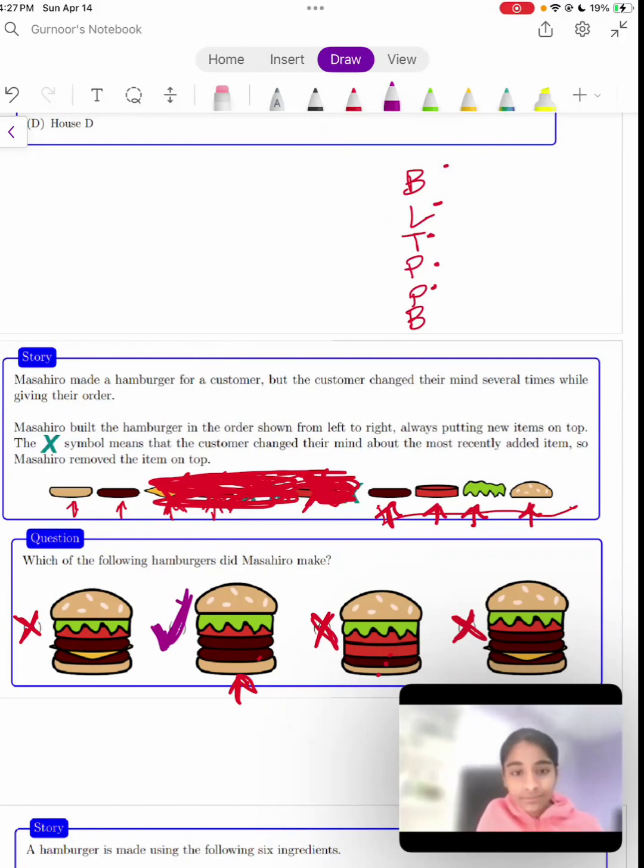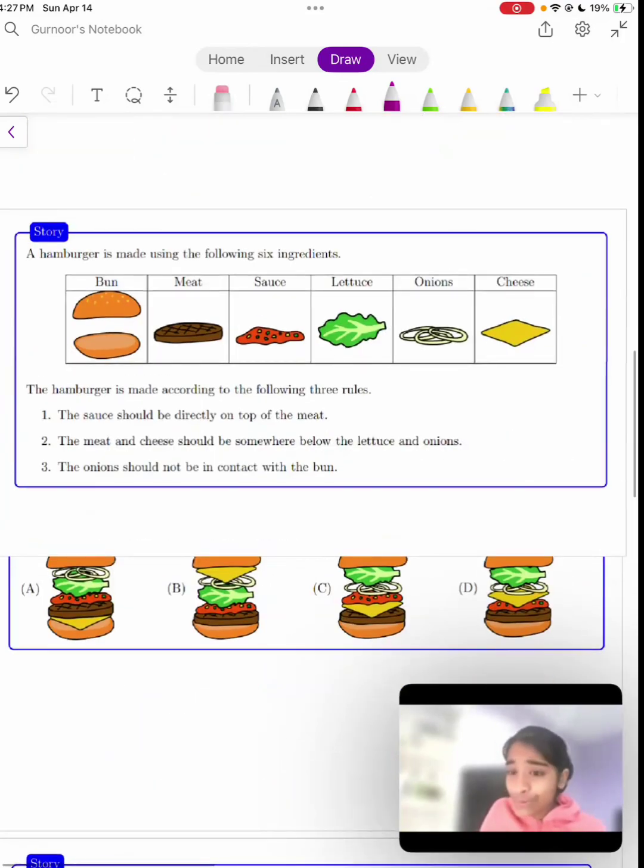Is that clear? Any questions? No? Okay. Now we have another burger question. So here it says that a hamburger is made using the following 6 ingredients. The ingredients that we have here are bun, meat, sauce, lettuce, onions, and cheese. The hamburger is made according to the following 3 rules. So now the hamburger that we have to make has to follow 3 simple rules.